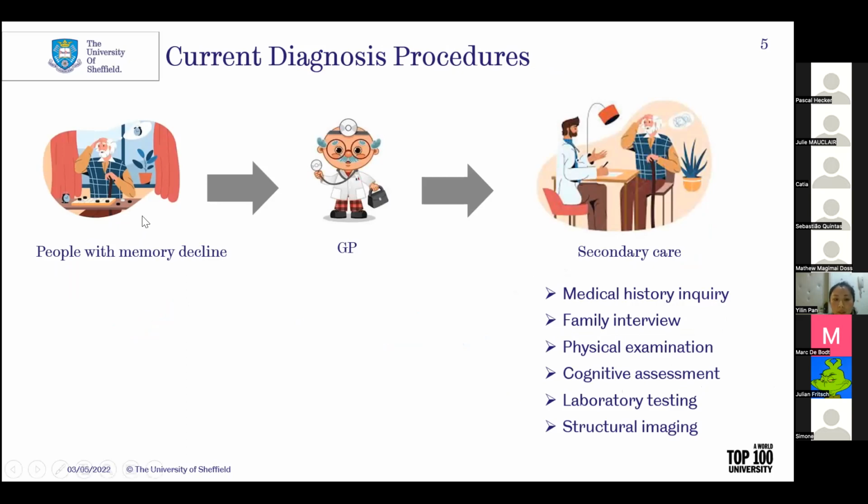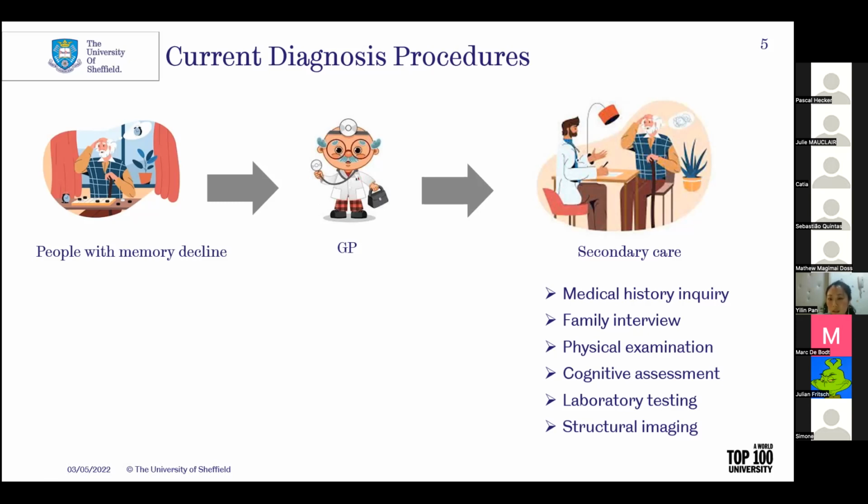Mostly the people living with memory decline will go to the GP first, and they will do some diagnosis, but the GP diagnosis is not very accurate, and mostly the people will be referred to secondary care. And when they are referred to secondary care, they will do the following, as shown in the slide: medical history inquiry, family interview, etc. These tests diagnose whether the person is living with dementia or not.